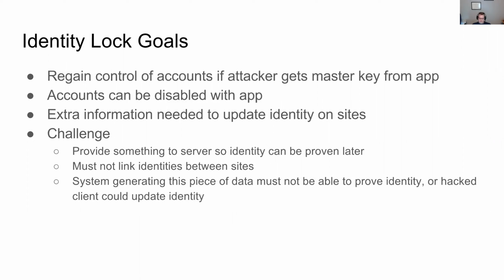All right, we would still like it to not link our identity across sites, so we want it to be unique for each site that we set up an account with. And the system that generates this piece of data must not be able to prove the identity. So the client in its normal mode has to be able to generate some piece of data that we can use later to prove our identity, but we can't use it right now. And that seems pretty counterintuitive and maybe impossible, but it turns out it can be done.